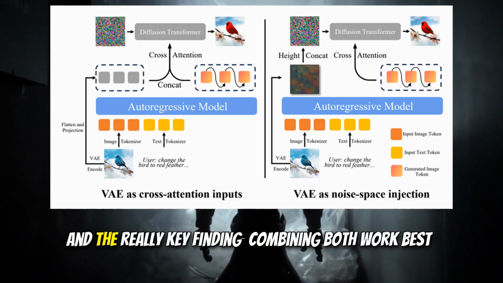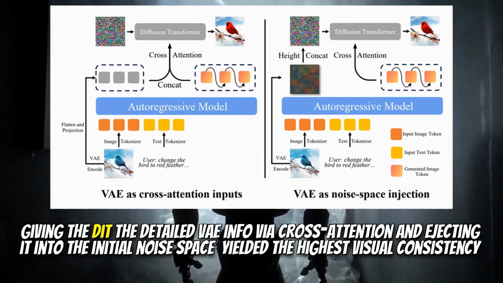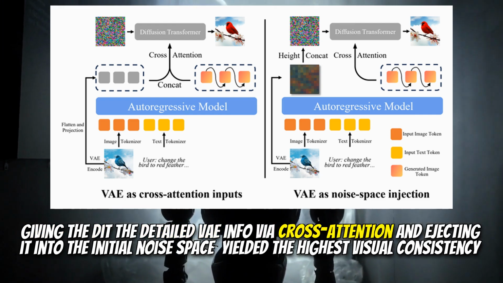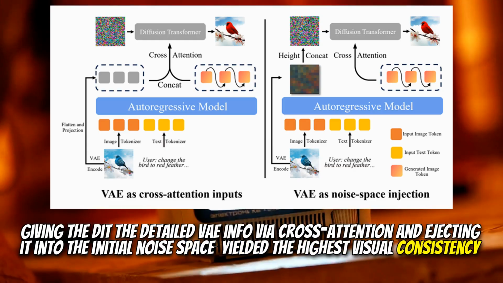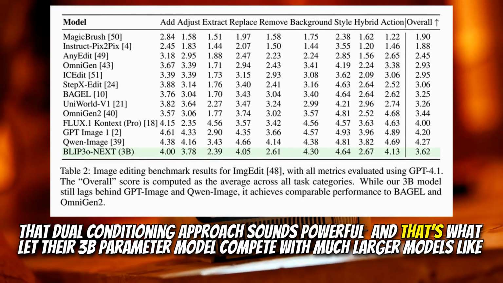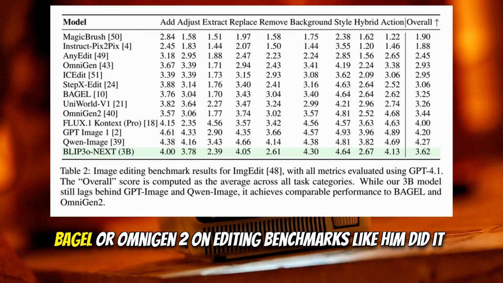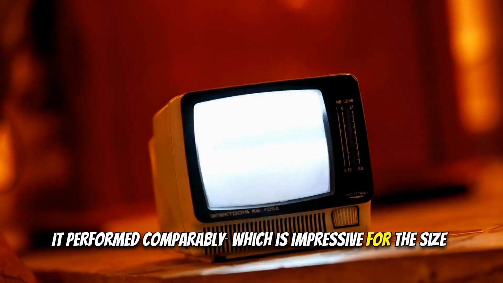Pretty much. And the really key finding, combining both worked best. Giving the DIT the detailed VAE info via cross-attention and injecting it into the initial noise space yielded the highest visual consistency in the final edited image. That dual conditioning approach sounds powerful. And that's what let their 3B parameter model compete with much larger models like Bagel or Omnigen 2 on editing benchmarks like ImgEdit. Exactly. It performed comparably, which is impressive for the size.